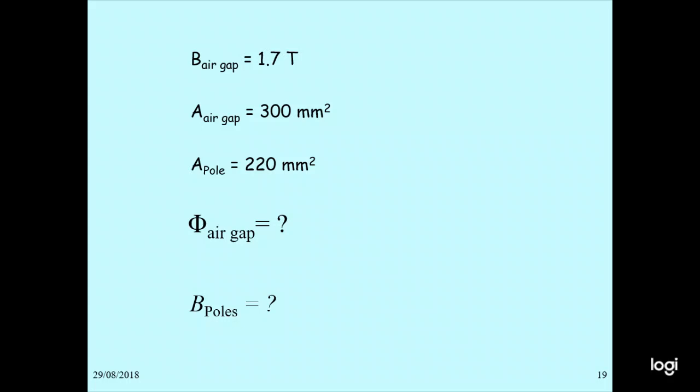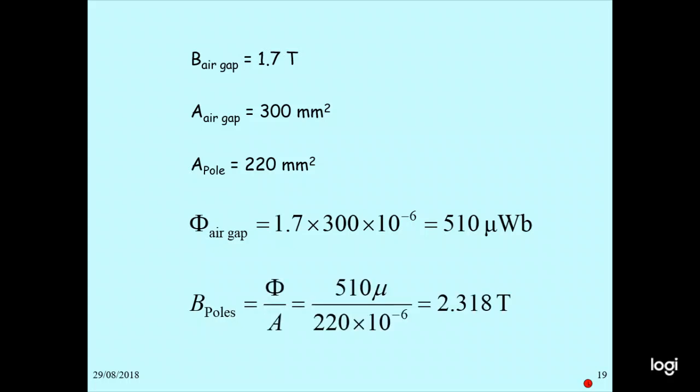In the next example, the air gap flux density is 1 by 7 Tesla, the air gap area is 300 millimeter square, and the pole area is 200 millimeter square. We have to calculate the flux in the air gap and the flux density of the pole. The flux in the air gap can be calculated as B into A. So 1 by 7 is B, and the area is 300 millimeter square, so we calculate with 300 into 10 power minus 6. You get 510 microWeber.